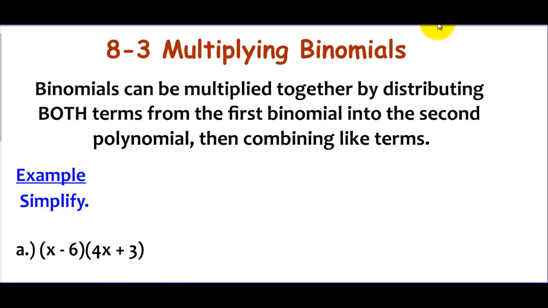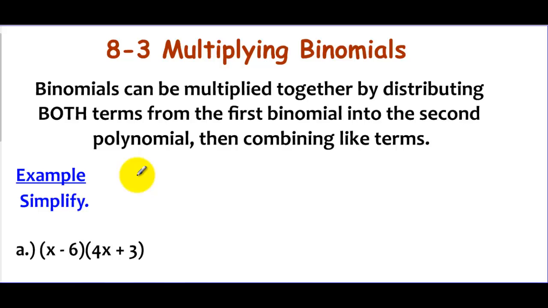Okay, so we're going to continue with multiplying polynomials together, and this time we're going to multiply together two binomials. I'm telling you in this top portion that you can multiply together two binomials just by using the distributive property, except now we're going to have to use it twice. We have two numbers out front, and both of those numbers are going to have to be distributed into the second polynomial.